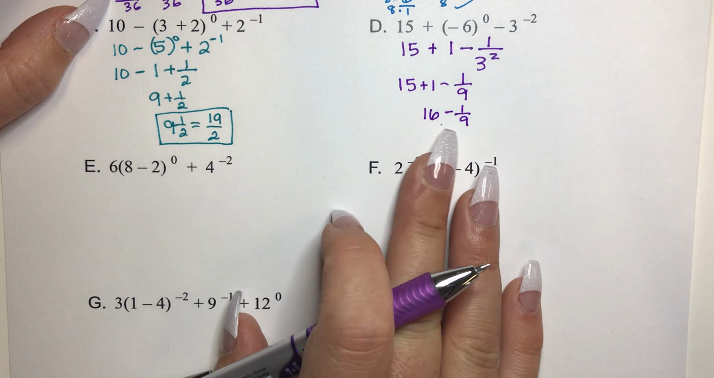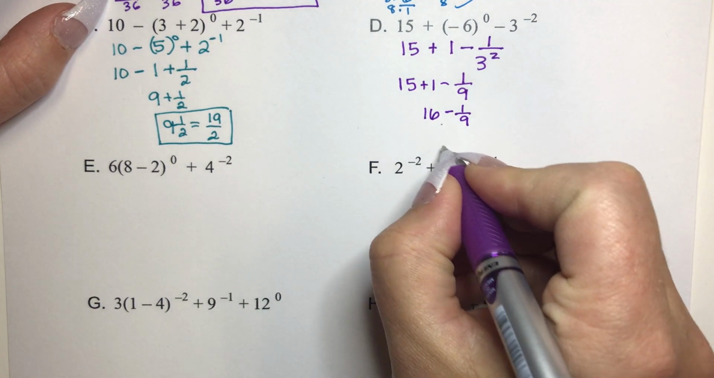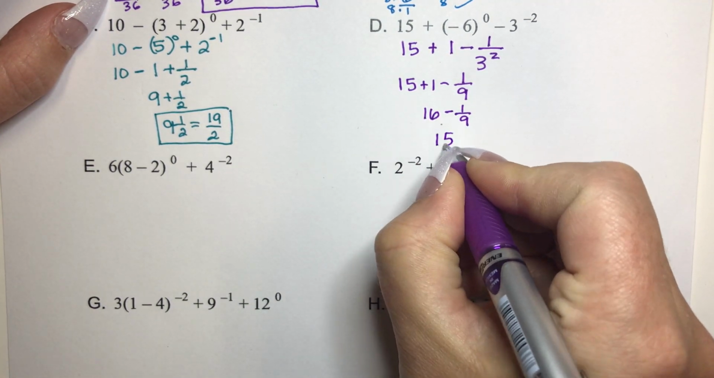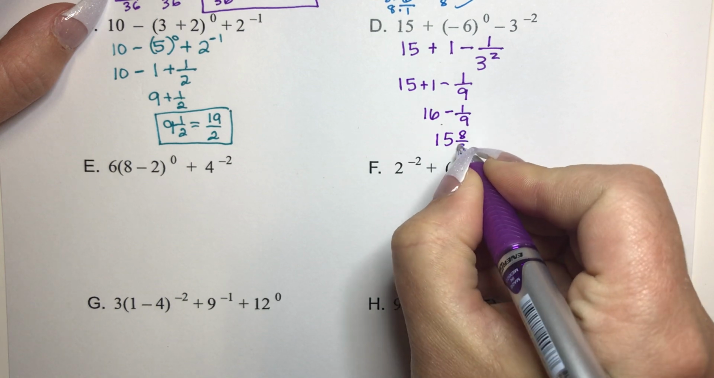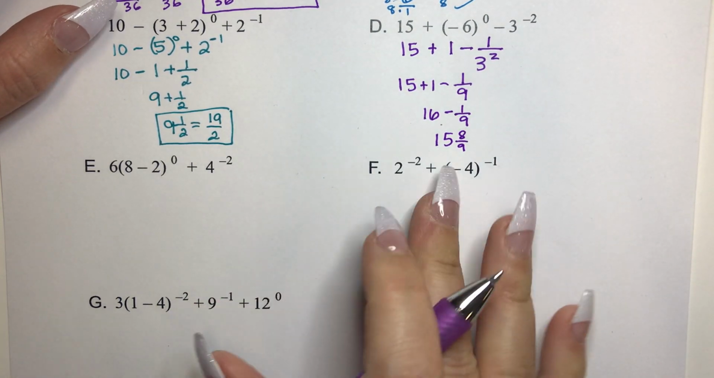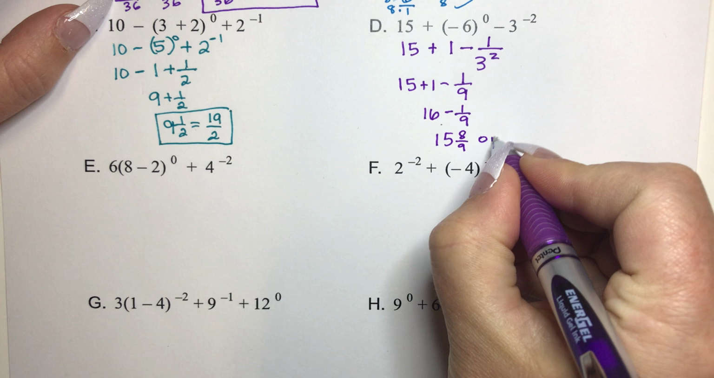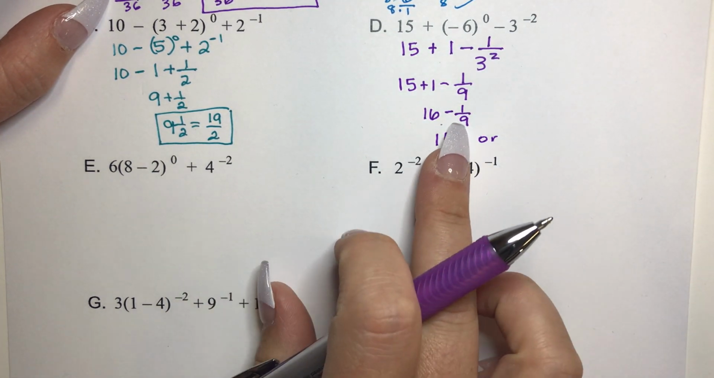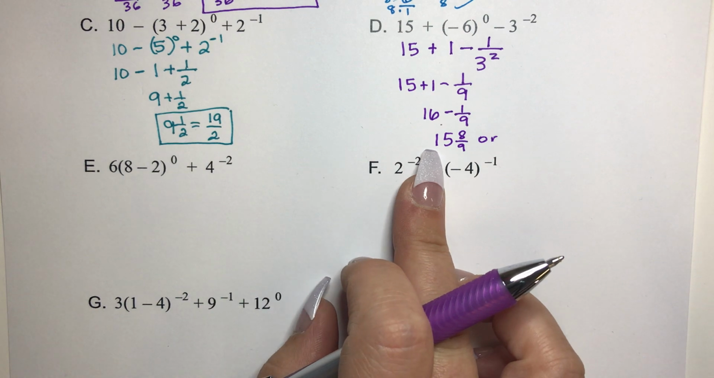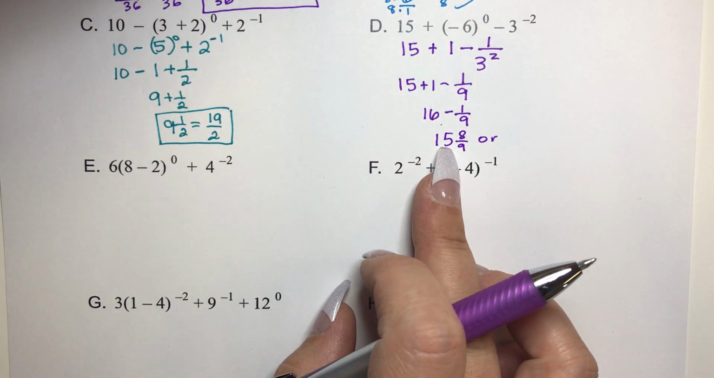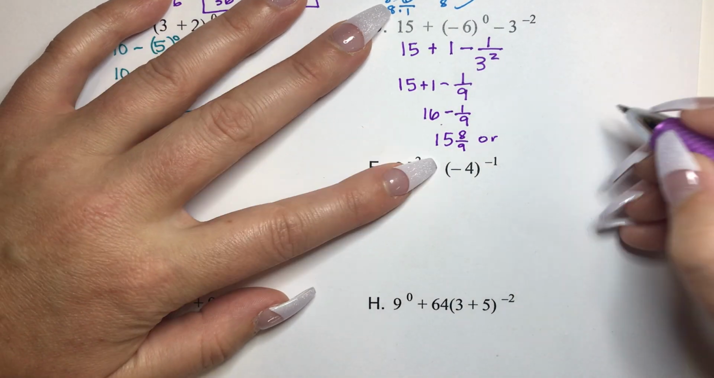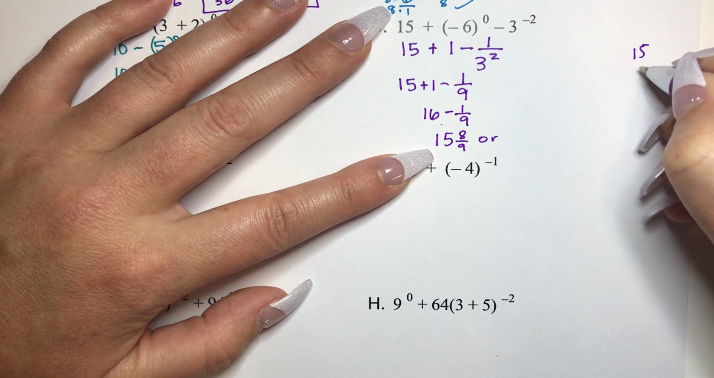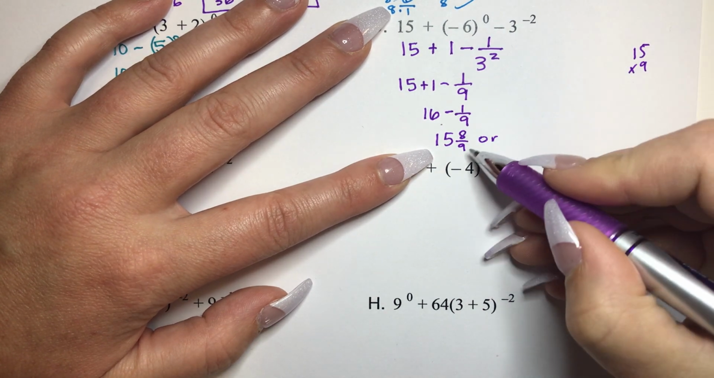Which, if we only take 1/9, we know that the answer is going to be 15 and 8/9, right? Or, if we want to put it into an improper fraction, because you're just taking 1/9 away from 16, which means you'd be left with 15 and 8/9. Let's put it into an improper fraction. 15 times 9, 9 times 15.